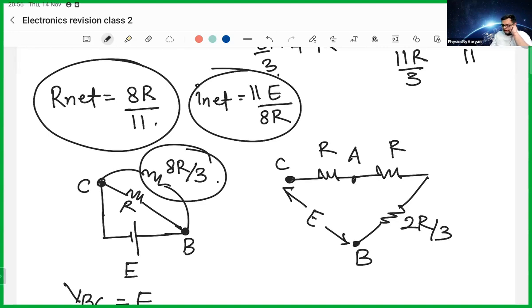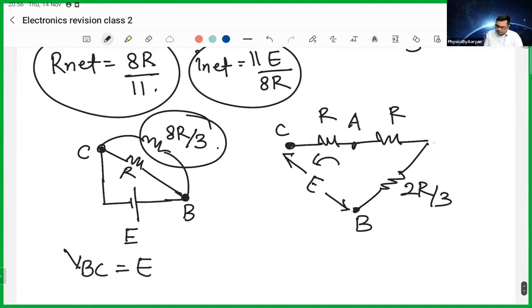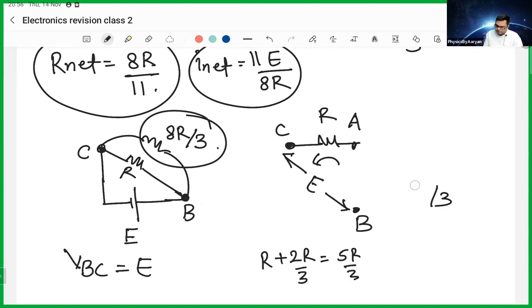I want to know the voltage between A and B. So what is the first step that I will do? I will divide A and B into two parts. One is the left hand side of A and B, and one is the right hand side. Okay, on the right hand side, what can we do? R and 2R by 3 we can combine, because R and 2R by 3 will be in series. So R and 2R by 3 I can combine, and this will become 5R by 3, just to simplify myself.